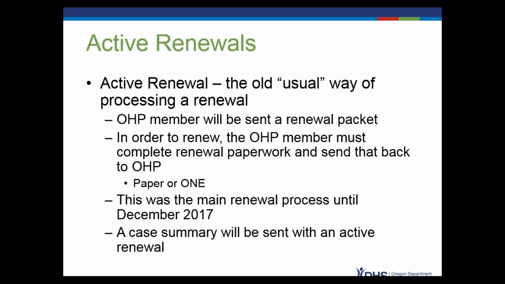Active renewal may sound familiar because it's the old usual way of doing renewals, the one that we trained you on. So an OHP member is sent a renewal packet. They then must complete the paperwork either using the paper or using the ONE system. And this was the main renewal process until December 2017, when this new process that we're about to go into went into effect. As a note, a case summary has been sent with active renewals in the past and will continue to be sent with active renewals. It just looks a little different from what it looked like in the past, and we'll go over that.